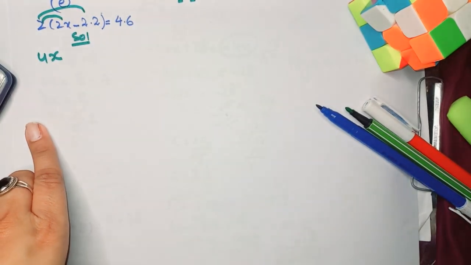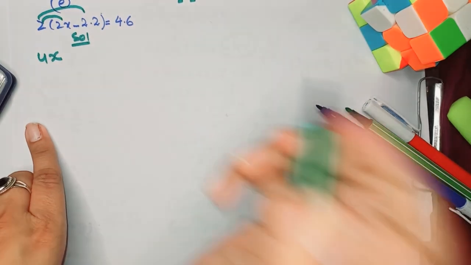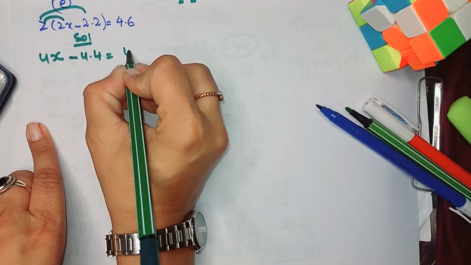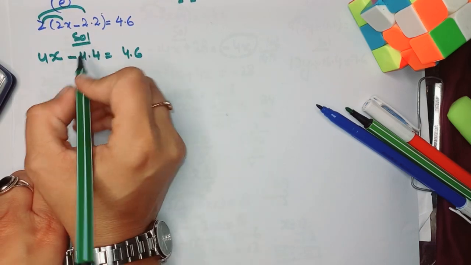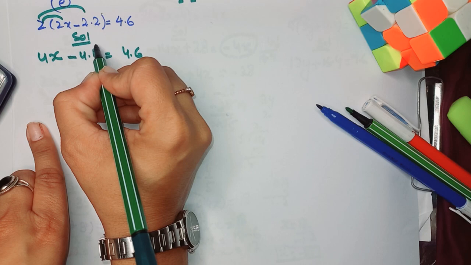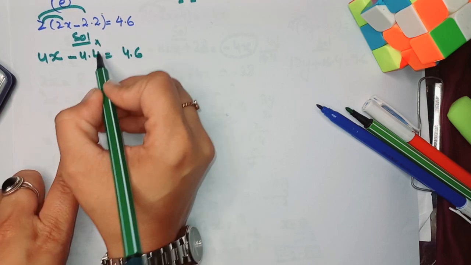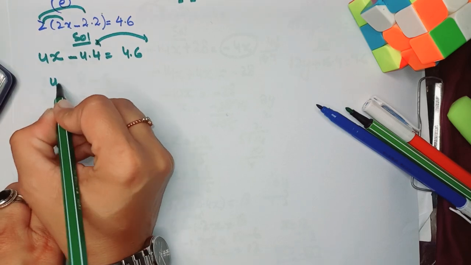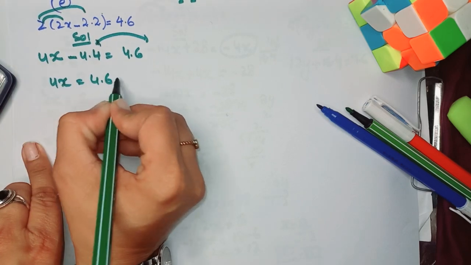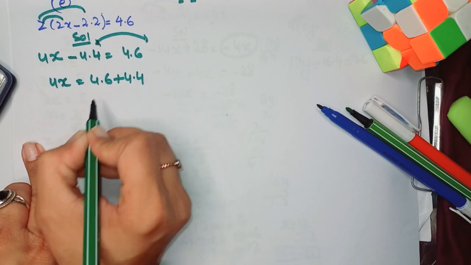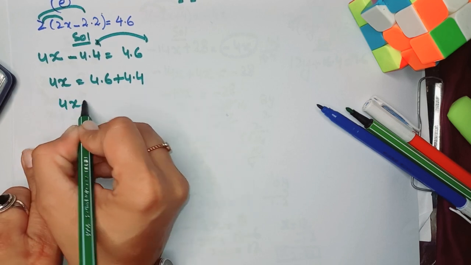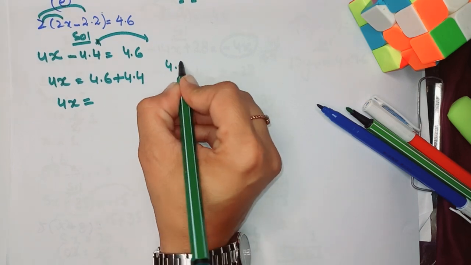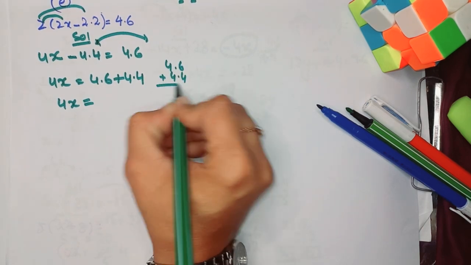Now this 2 will be multiplied with 2.2. It will give you 4.4 and equal to 4.6. Dear students, now we have to eliminate this minus 4.4, so we have to shift it to the right side. So here it is negative. When I shift it towards the right hand side, it will be positive. So 4x equal to 4.6 plus 4.4. You have to add it. Let's add it.